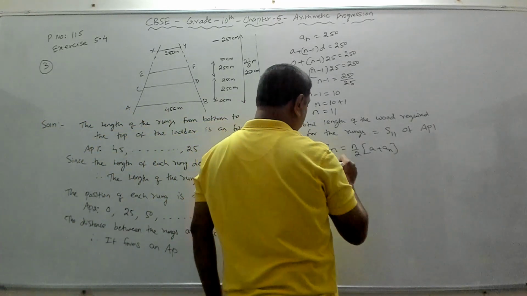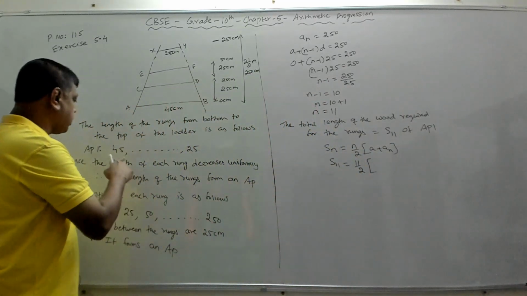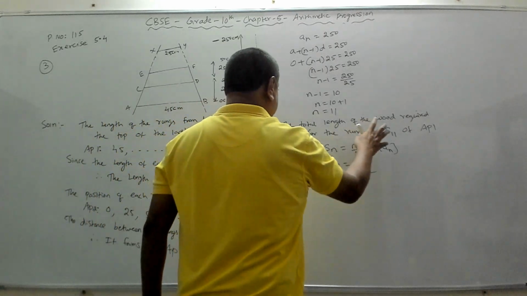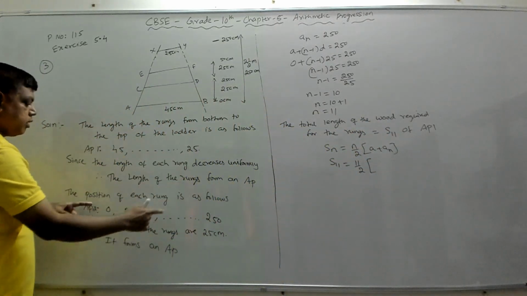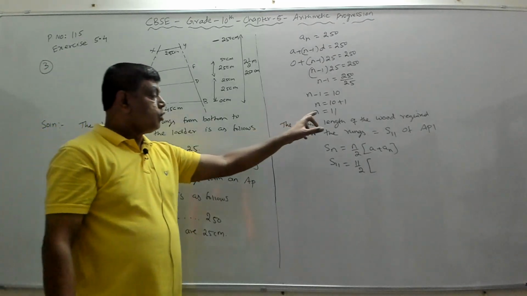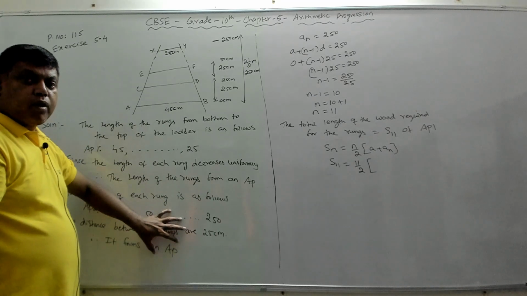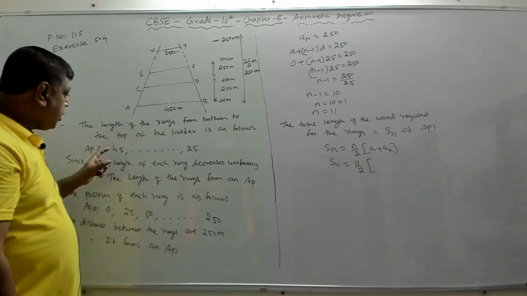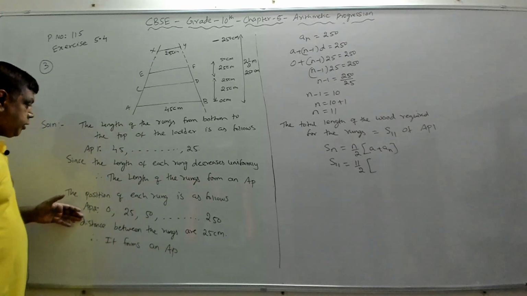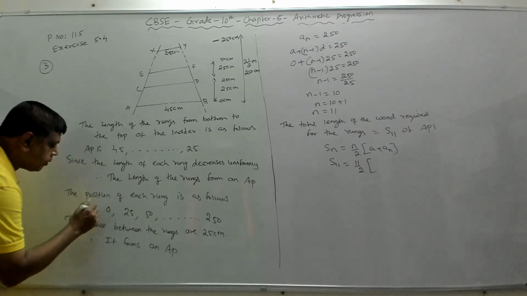So S11 is what? S11 equal to 11 by 2 into A. A is the first term, which is 45, and this is An, 25. Now the S11 is on this AP. So this AP just gives you the number of rungs, which is 11. To find this 11, we are using this AP. Once we know the number of rungs, then we have to go here to add this AP. That's why I'm calling it AP1 and AP2. AP1, AP2. Right? This I'm calling it second AP.